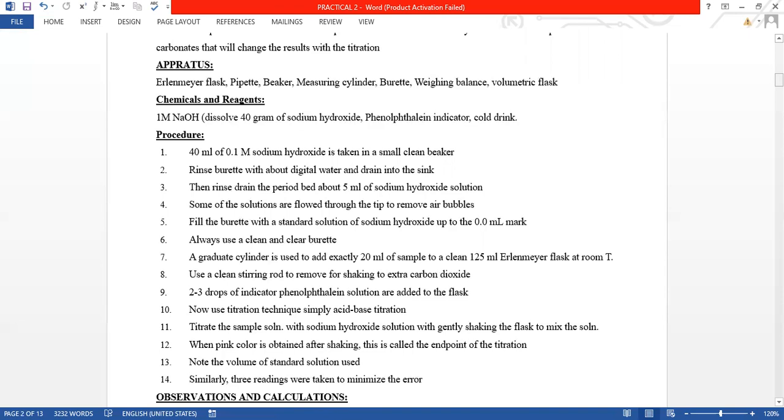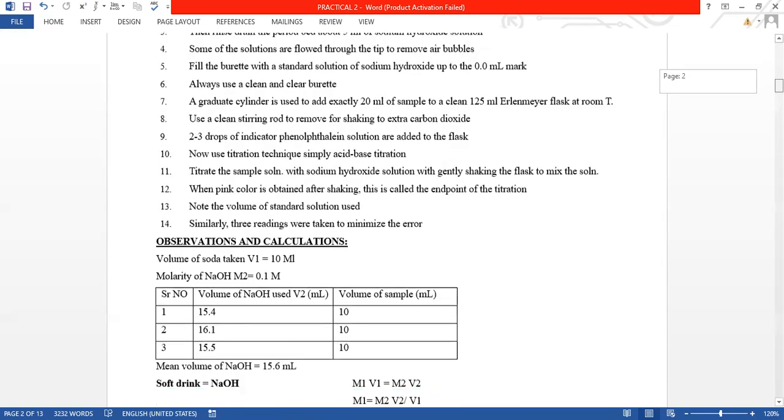In this procedure, we take the sodium hydroxide in a clean beaker, and we rinse the burette and drain it into the sink. Rinse and drain the burette with the sodium hydroxide solution. Some of the solution should flow through the tip to remove bubbles. Fill the burette with the standard solution. After that, use a clean stirring rod to remove the extra carbon dioxide.